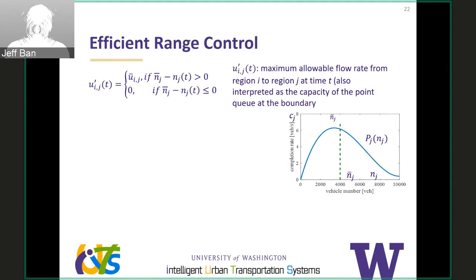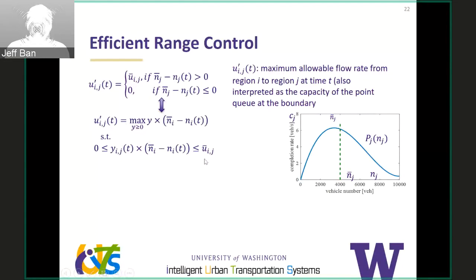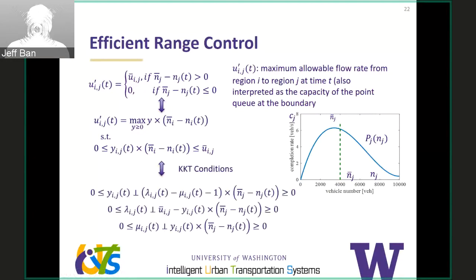But you can see mathematically it's equivalent to this optimization problem. You maximize over y this term, y times this, but subject to these constraints. In the paper, we showed why this is equivalent, and you can pretty easily validate that. Because this is over y, it's a linear problem: y only appears in the objective, and all these n and n bars are given parameters. So it's a linear maximization problem. You can use the KKT conditions. By introducing multipliers lambda and mu, this becomes equivalent to these complementarity conditions, and also mu. That's the formulation.